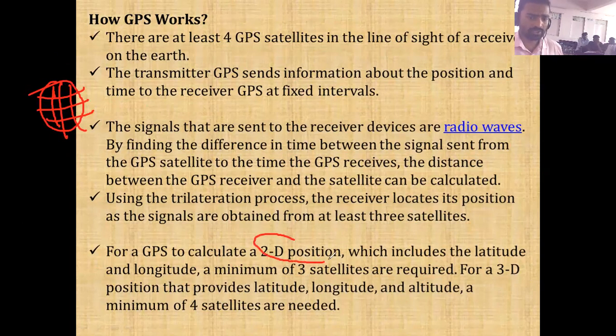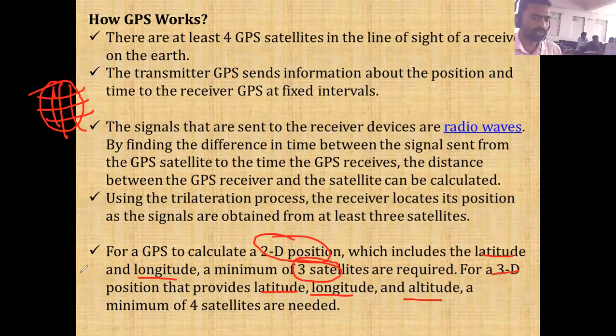For the 2D position, what is sent? Latitudes and longitudes are sent. For these latitudes and longitudes, how many satellites are required? 3 satellites are required. For a 3D position, latitude, longitude, and altitude. What is altitude? Height. Okay, the altitude is height. So 4 satellites are needed.